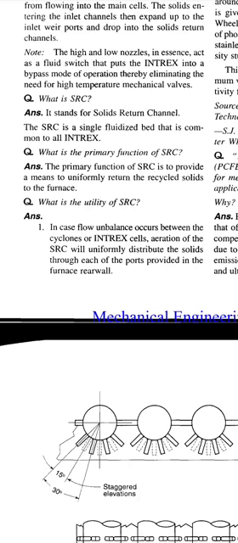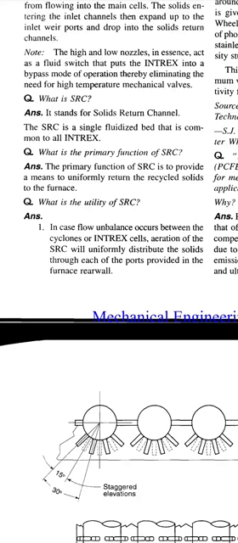And next question. What is the primary function of SRC? Answer. The primary function of SRC is to provide a means to uniformly return the cycled solids to the furnace. Question. What is the utility of SRC?